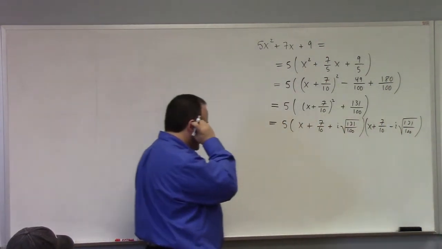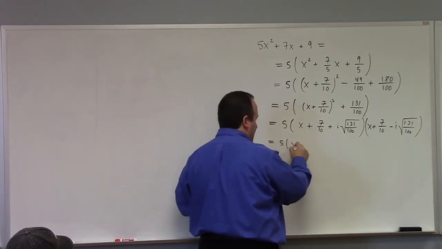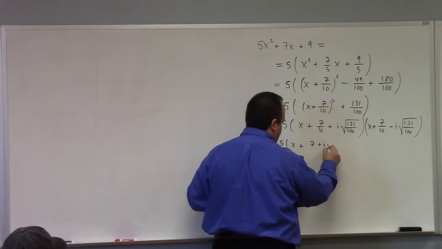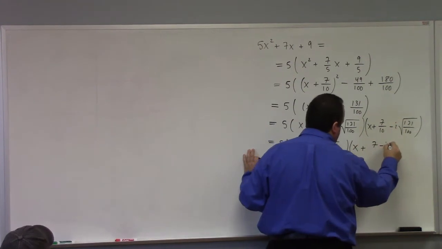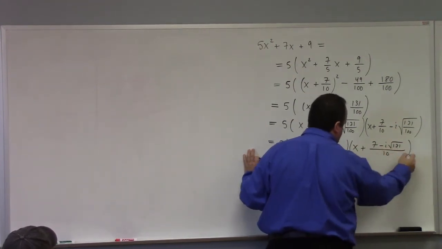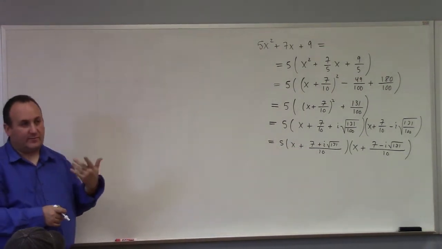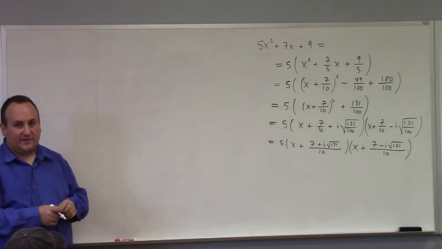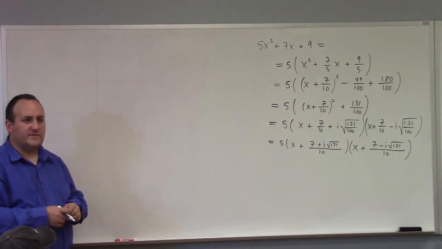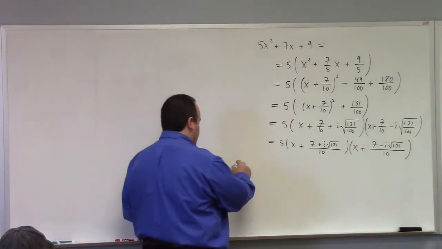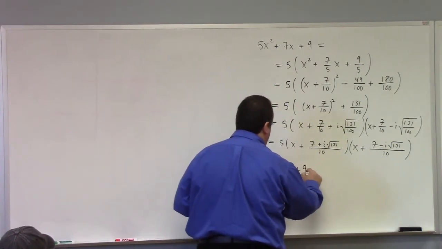But of course you can simplify that a bit, and you can rewrite that as 5 times x plus 7 plus i root 131 over 10, times x plus 7 minus i root 131 over 10. Now it's factored, right? But the factoring required complex arithmetic. So if we're just allowed real factoring, then we say that this is prime. What's the vertex? If I say y equals this, 5x squared plus 7x plus 9 has vertex what?